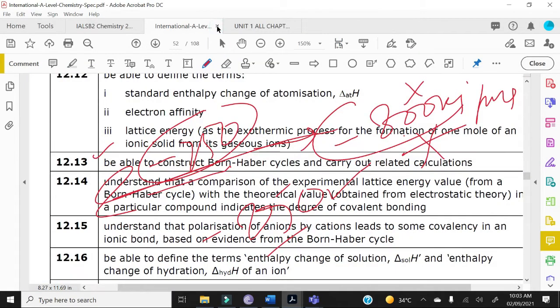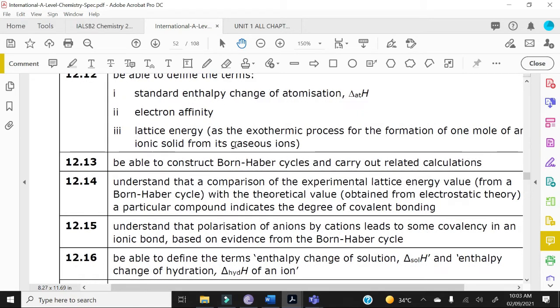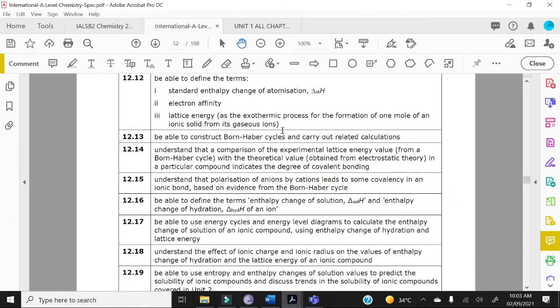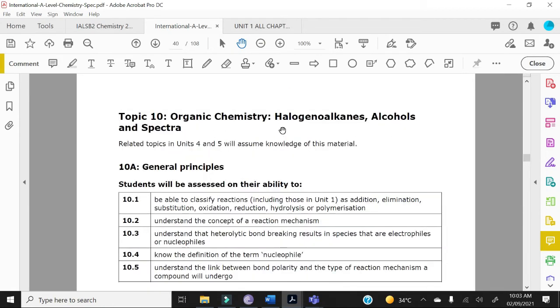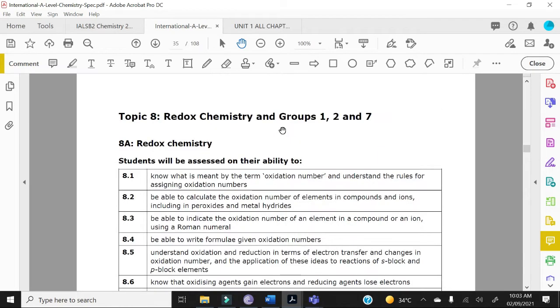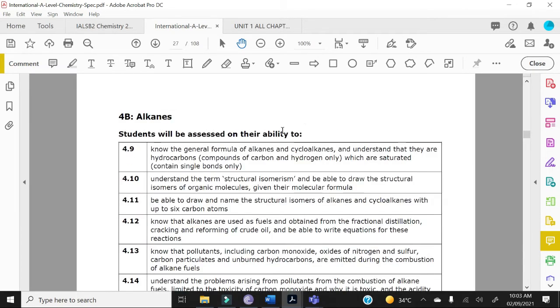So this is the specification actually. I'll be sharing with you the specification as well. Okay, so you need to be knowing the specification also. Before going into many other details, let me show you the specification first. Okay, for unit 1, let me show you the specification. This is your unit 1.